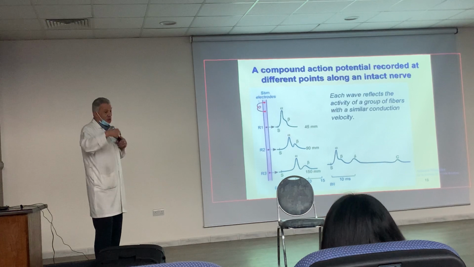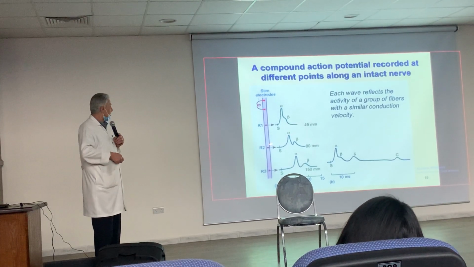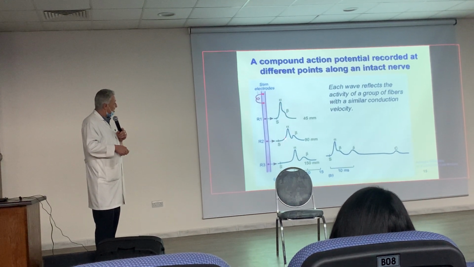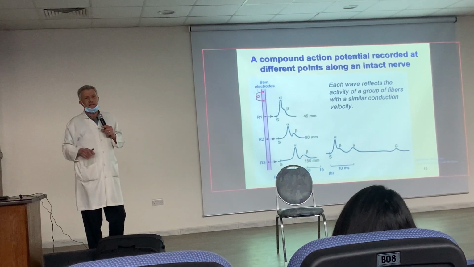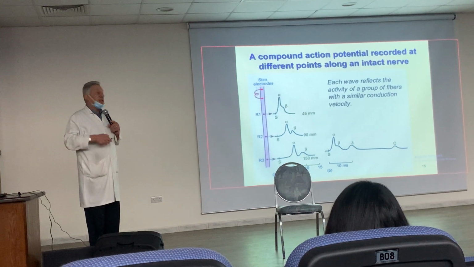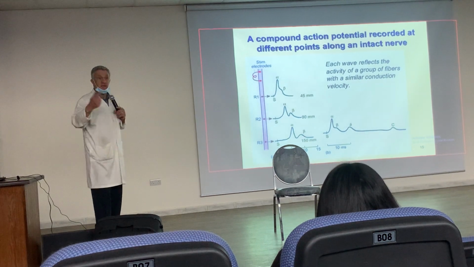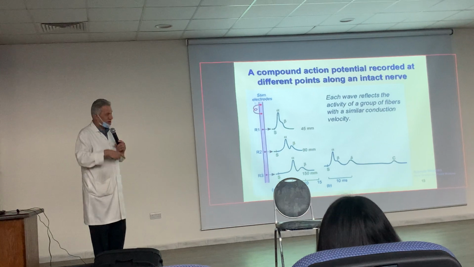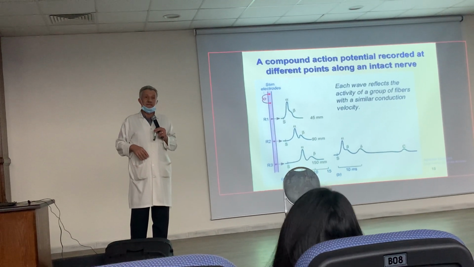If you are recording at a farther distance, what do you get? The same waves that you have seen here have been split. Why are they split? Same waves, because the impulse is not at the same speed. The third recording, as you see, is more split. At a farther distance, you get much higher splits. Why can you have that?